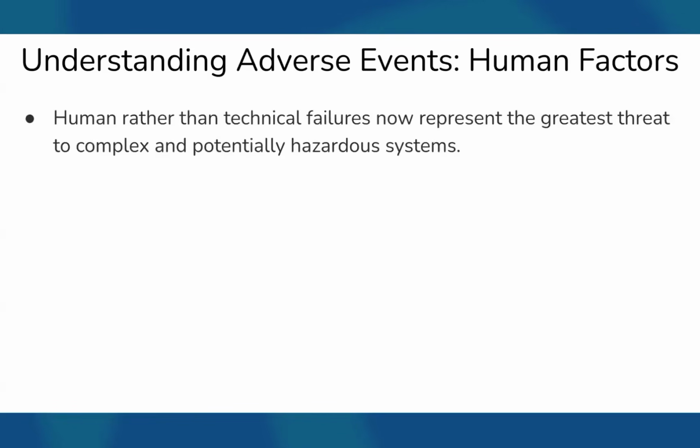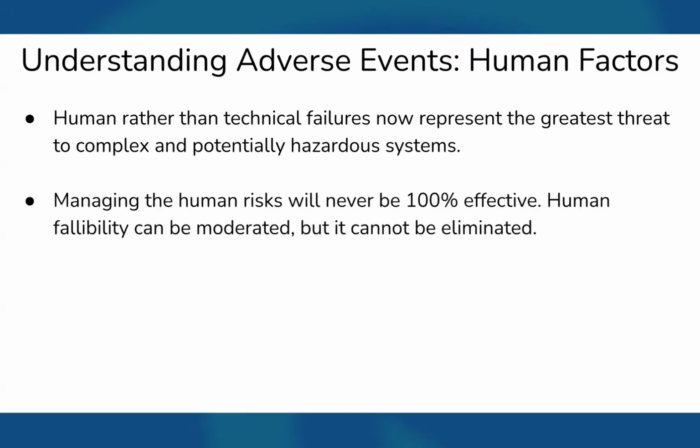One point he makes in the abstract is that human rather than technical failures now represent the greatest threat to complex and potentially hazardous systems. Managing the human risks will never be 100% effective. Human fallibility can be moderated, but it cannot be eliminated. So here there's a view that we're not looking for perfect solutions. We're just trying to make sure that errors don't cascade into catastrophes.